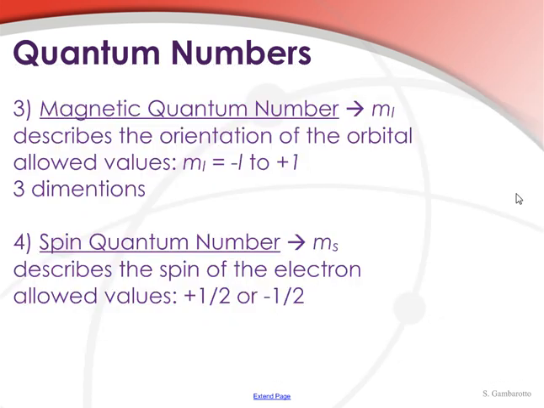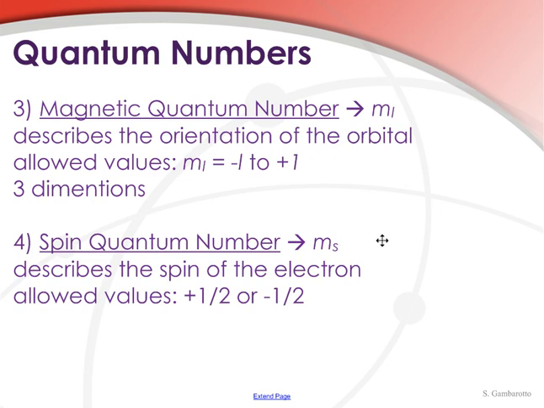Alright, so the last 2 quantum numbers. Number 3 is the magnetic quantum number, which is denoted a lowercase m with a subscript L, and it describes the orientation of the orbital. The allowed values are from negative L to positive L. So we'll look at what that means after. It basically takes into account that there are 3 dimensions, okay? So you can have an orbital lying on the x-axis, the y-axis, and the z-axis.